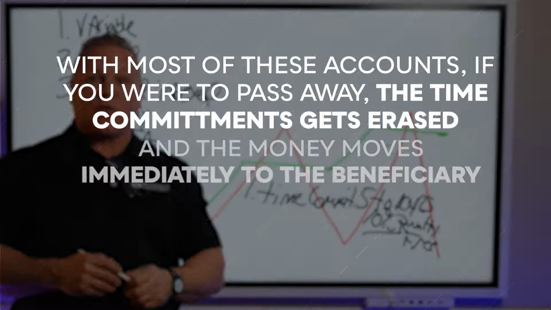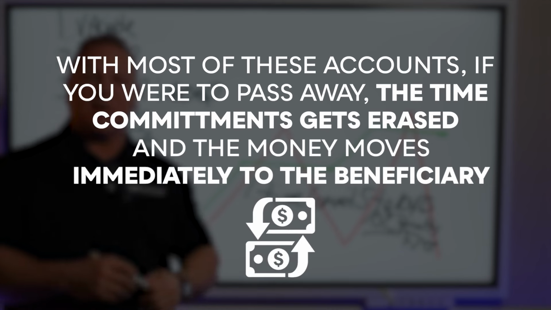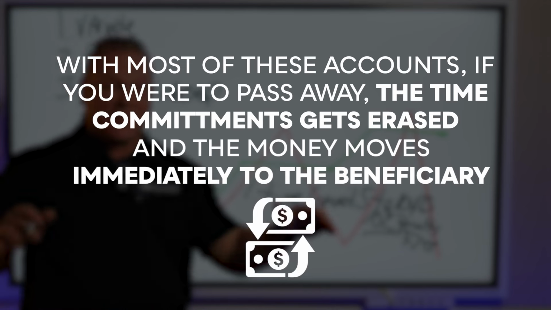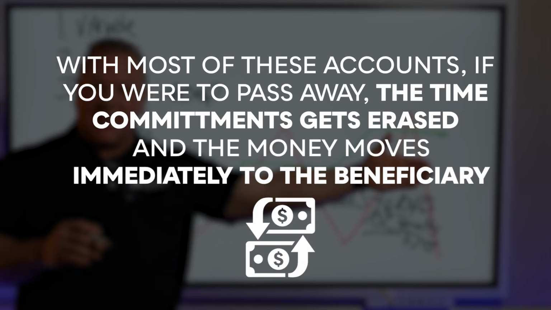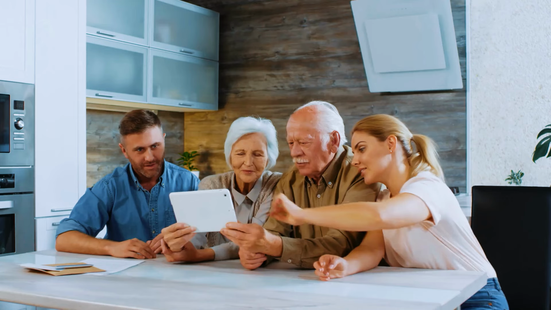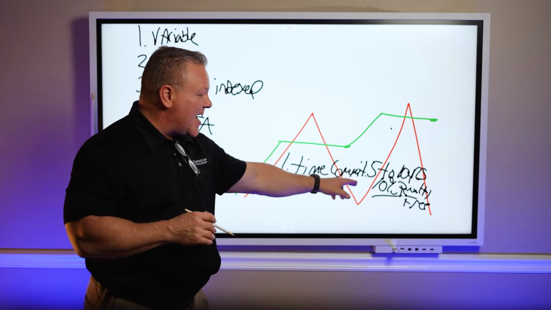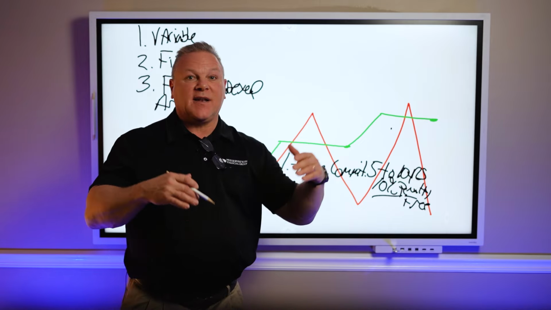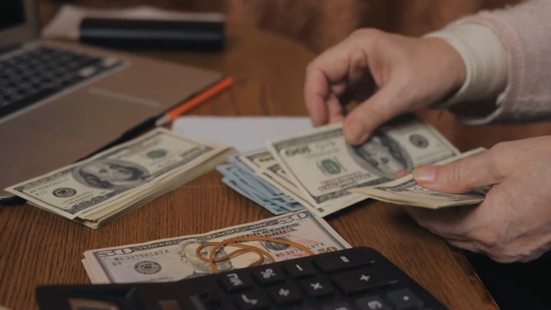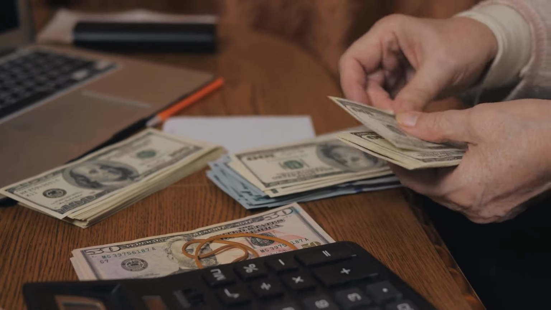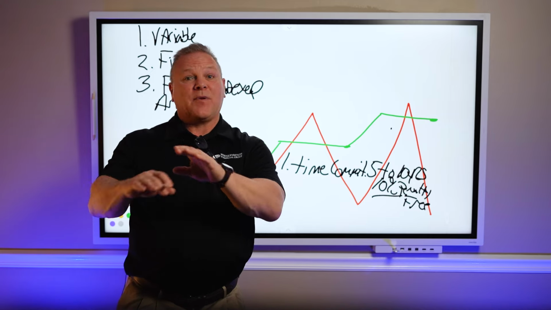If you were to pass away, most all of these accounts, the time commitment gets erased and the money moves immediately to the beneficiary, whether that's your husband, your wife, your kids, your grandkids. After the time period is up, you can either leave your money there where you could come get it at any time, or you could take all of it and move it somewhere else. So once the time commitment is up, you're done.